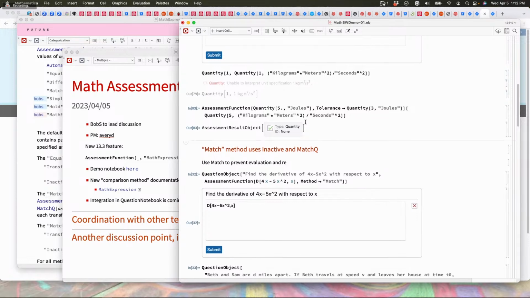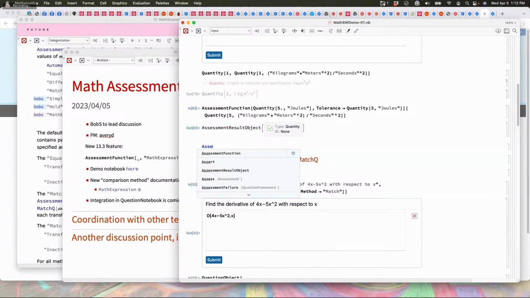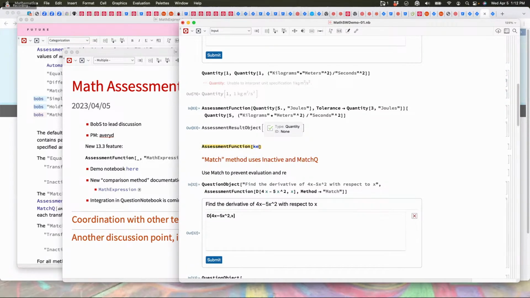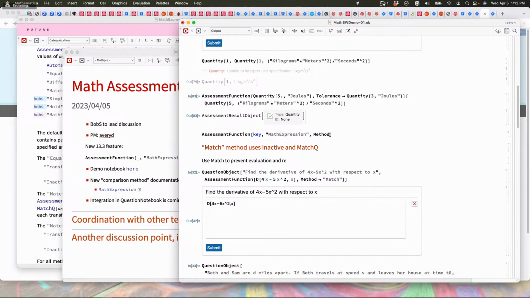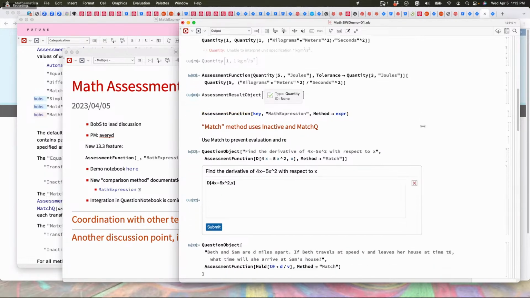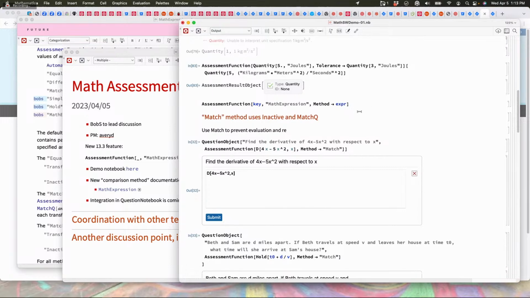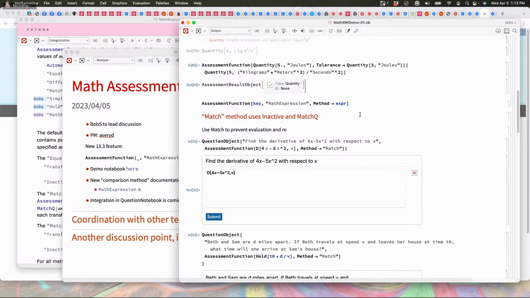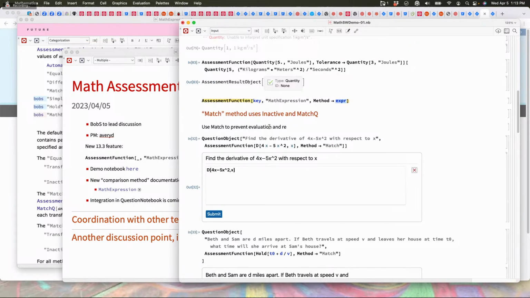So within math, what we're looking at today is, you have your answer key, and then you have math expression, which is what we have it named right now. Within this we have a method option that is going to allow all of this customization.